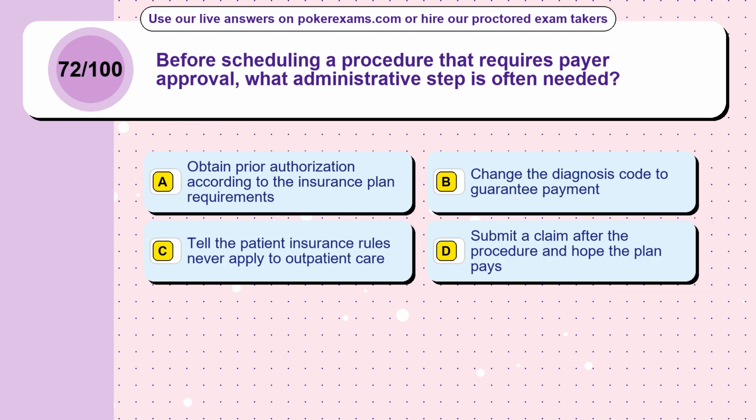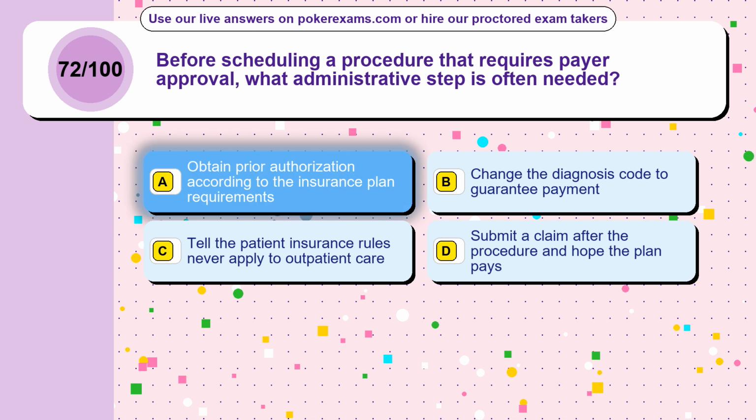Question 72. Before scheduling a procedure that requires payer approval, what administrative step is often needed? Option A. Obtain prior authorization according to the insurance plan requirements. Option B. Change the diagnosis code to guarantee payment. Option C. Tell the patient insurance rules never apply to outpatient care. Option D. Submit a claim after the procedure and hope the plan pays.